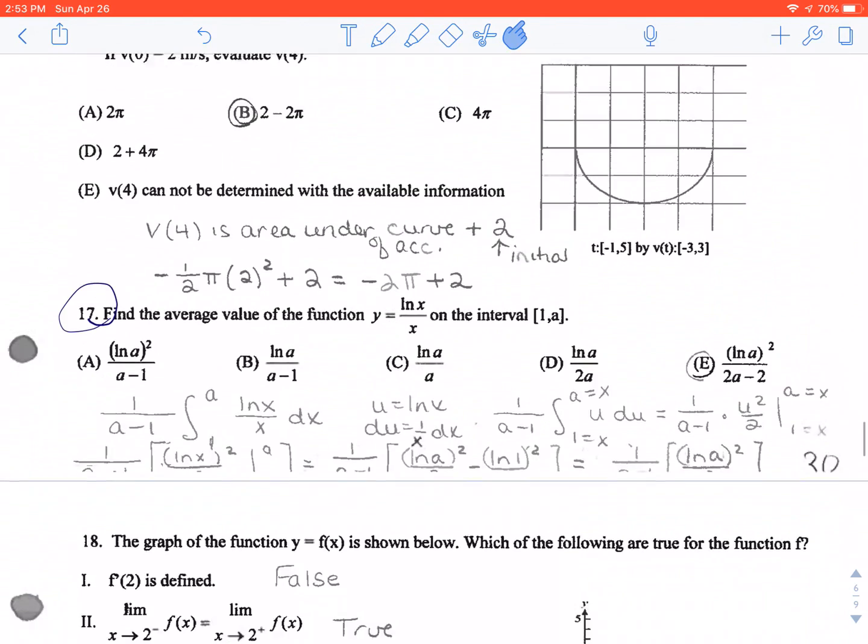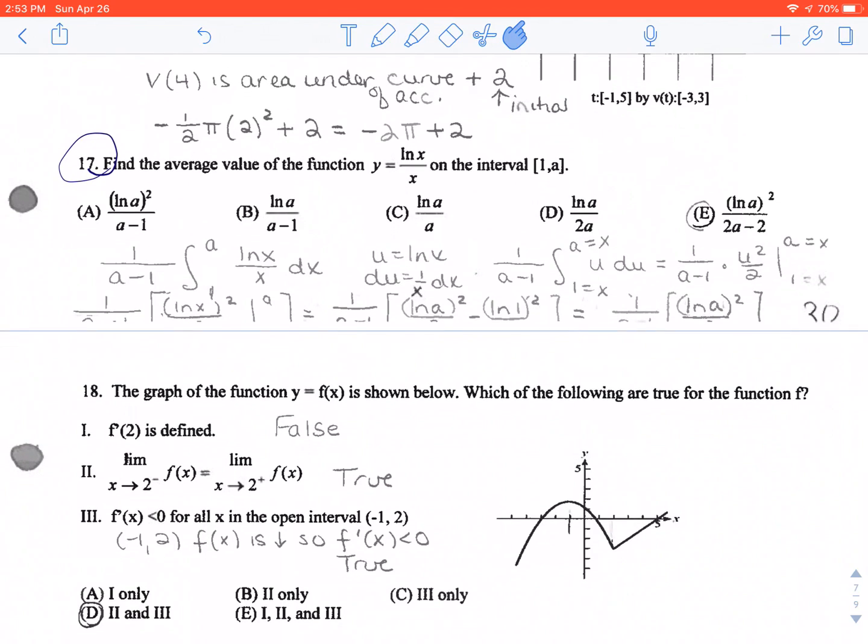Okay, the next question was number 17, which was an average value. I don't know if average value is going to be on your test based on what they said, but the formula I would write down on your cheat sheet so you have it handy: 1 over b minus a, the integral from a to b of the function. Now, even if average value isn't on the test, this is still a good one to be able to integrate because we have to know how to integrate it.